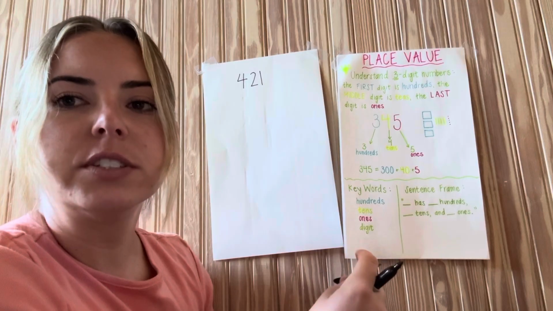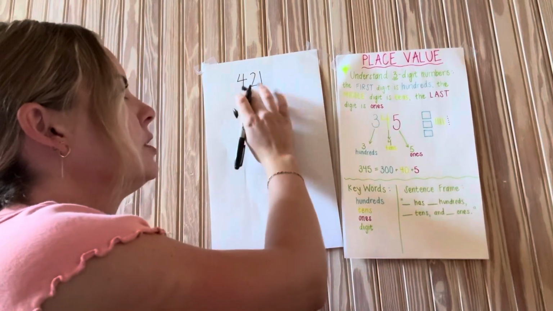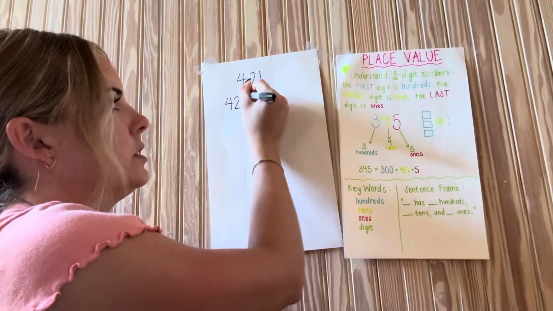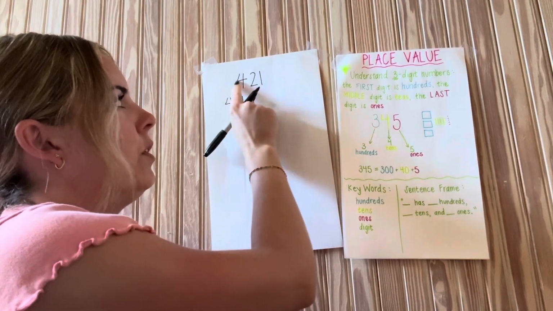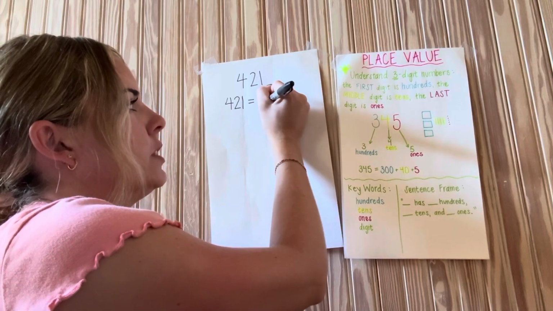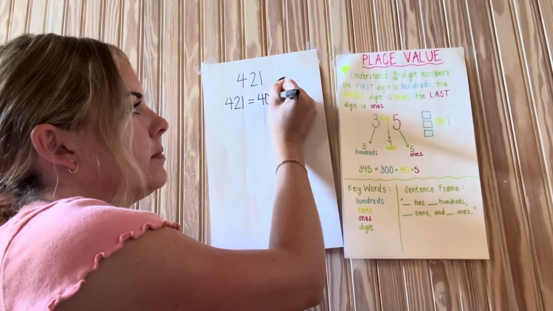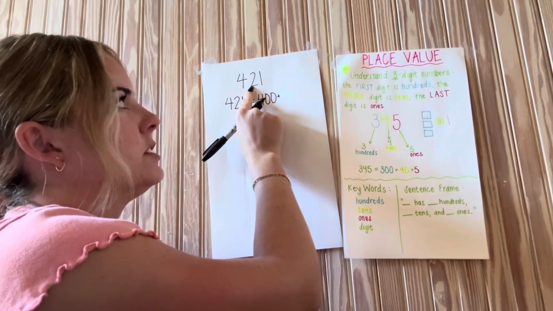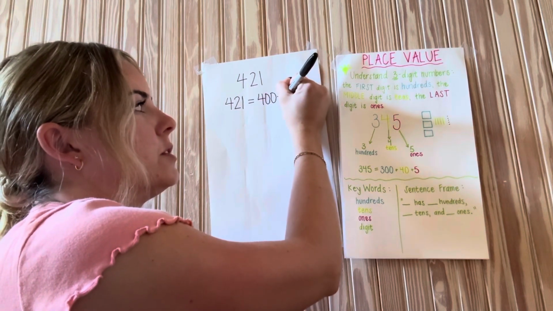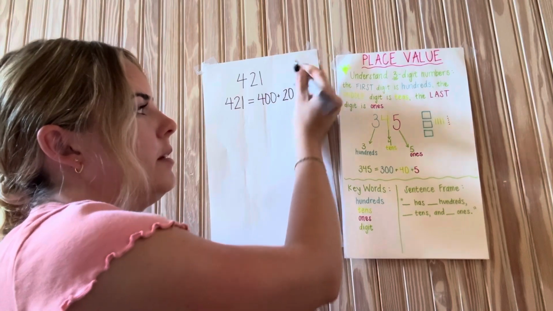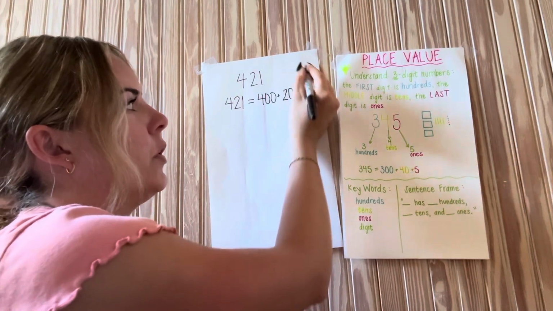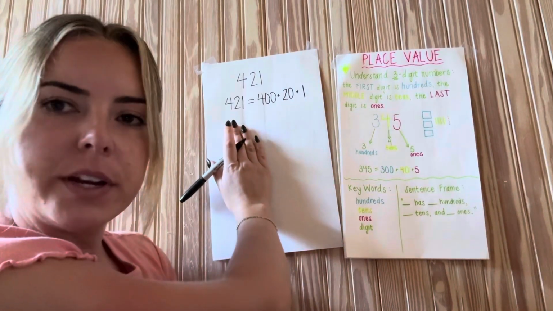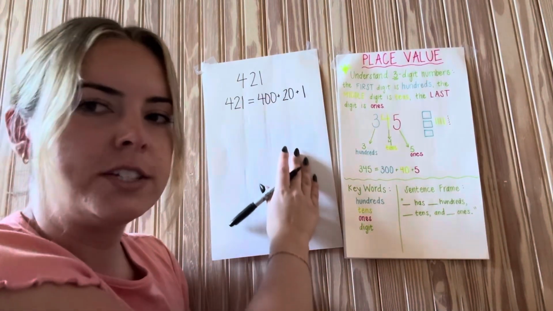Okay, so looking at 421, we're going to break that down into equations. So the first number, remember, is the hundreds. So we're going to have, well, let's write the number. 421 is going to equal 400 for the hundreds plus the tens, which is the 2, so it's going to be plus 20, and then plus the 1, which is in the ones place.